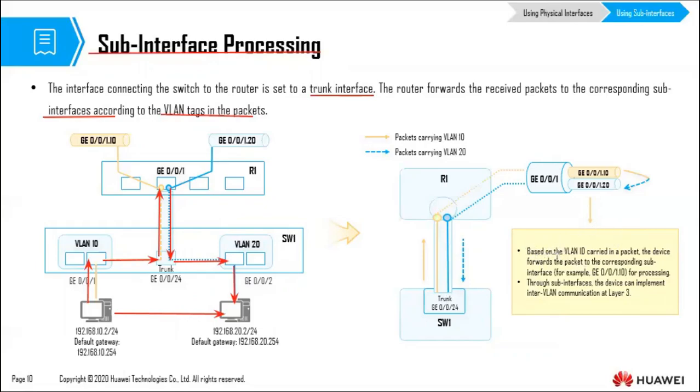So let's read this. Based on the VLAN ID carried in a packet, the device forwards the packet to the corresponding sub-interface for processing. Through sub-interfaces, the device can implement inter-VLAN communication at layer 3. So as I've said, even though it's a single physical interface, we've created some sub-interfaces. And therefore, if you have the outgoing interface as this guy, then it's simply going to be sent to that guy. And it's going to come back like that. So I hope you get a better picture of how the processing is done.